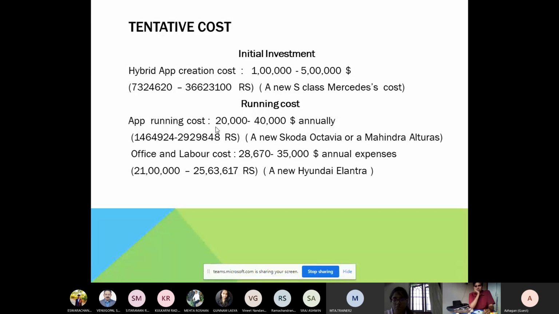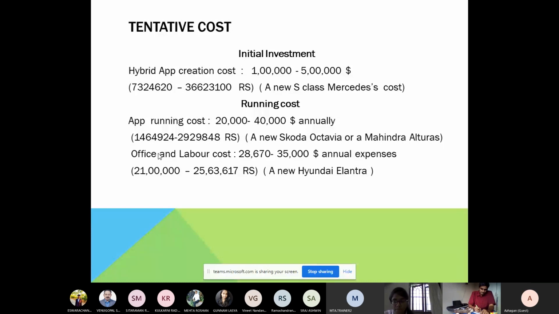So the tentative cost analysis. Initial investment we predict around a lakh to $5 lakh, which is quite high, but in corporate money it's just a new Mercedes cost. And the running cost of an app is also quite high. The servers have to be maintained, the electricity bill, etc. So that would be around 20 to 40,000 US dollars, which translates to a maximum of 29 to 30 lakh rupees. And of course, the office and labor cost, which we predict is around $35,000. Again, everything is averaged out, so real world values might vary. The office and labor cost is 25 lakhs too.